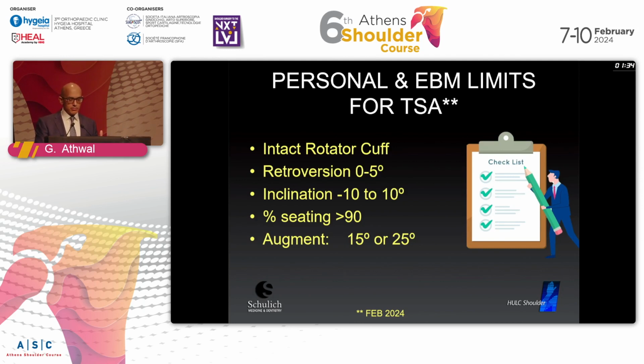Over 90% backside seating is something that I aim for, ideally 100%. And if I need an augment, I'm going to use the small or the medium-sized augments. There are 3 different companies out there. They all have a small, medium, large. Typically, the large ones are a little bit too much for me. So if I can't correct with a small or a medium, I'm going to a reverse shoulder replacement.